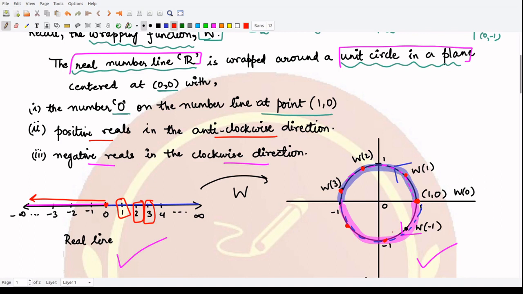Again, the values would repeat after some time because the function is periodic, correct? In a similar fashion, you have the number -1 plotted over here, correct? And so on. -2 would be somewhere here, -3 would be somewhere here, and so on. So this is how you plot this particular function, right?